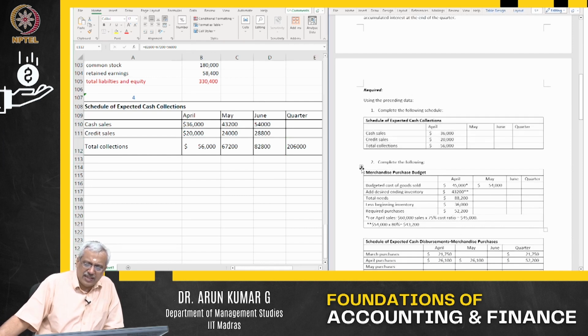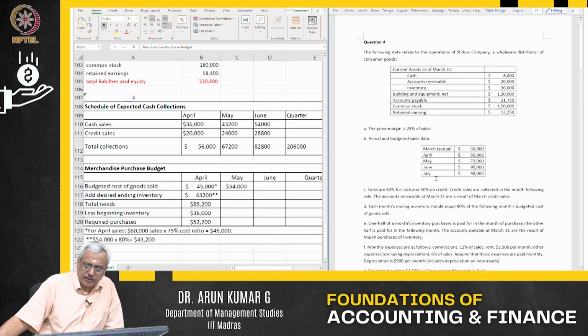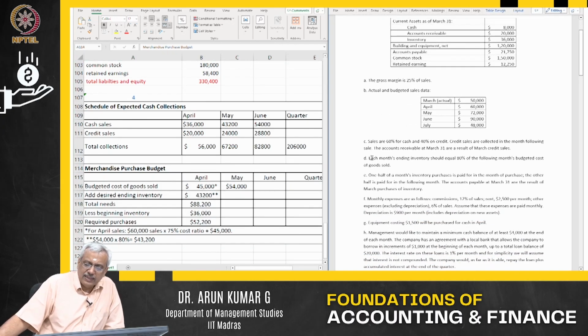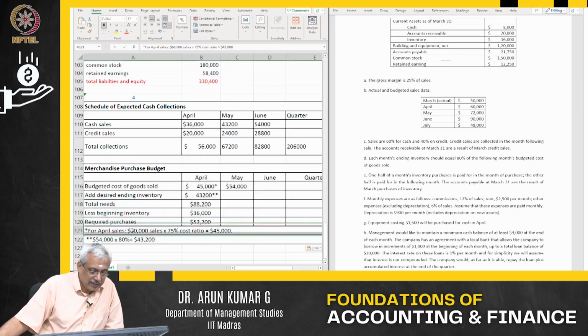Let us look at the next aspect. Let's look at the merchandise purchase budget. I'm going to cut and paste it here the same way. Now let's read about the purchase part of it. Each month's ending inventory should be equal to 80% of the following month's budgeted cost of goods sold. Now, first of all, we have to know what is the cost of goods sold. We will know it because it says the gross margin is 25% of sales. That means 75% of the sale value is the cost of goods sold, and you can see this in the calculation they have mentioned in this particular case.